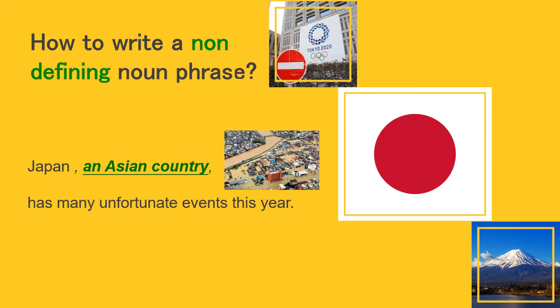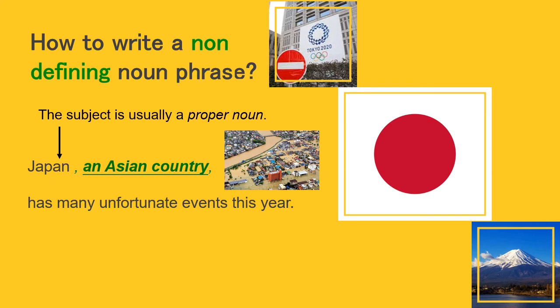Let's move on to non-defining noun phrases. So when you write a sentence with a non-defining noun phrase, first of all, the subject is usually a proper noun. Because if you wrote the subject without a proper noun, then the noun phrase would be very fundamental or essential in making sure that the reader will understand what the subject is about.